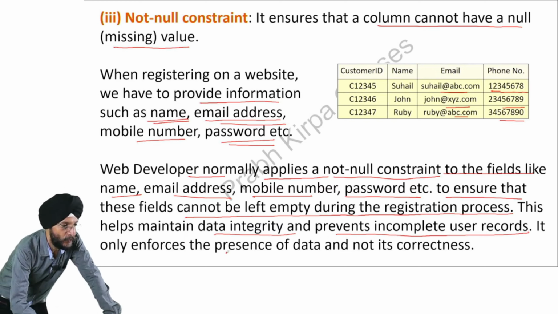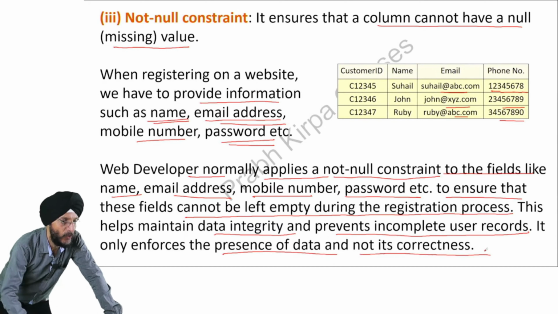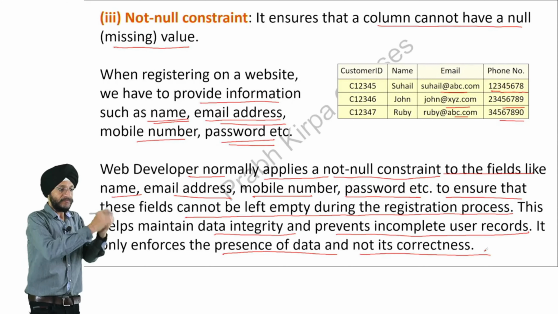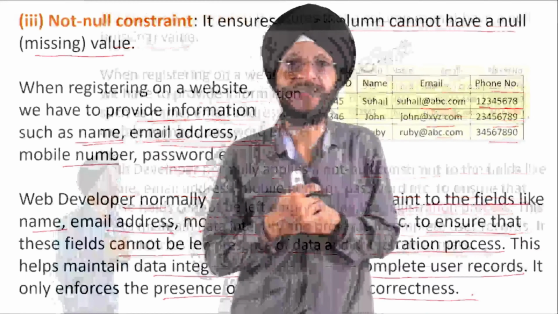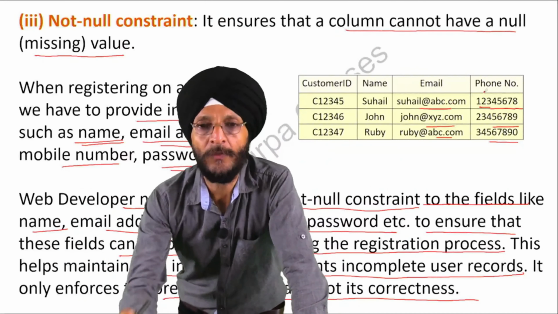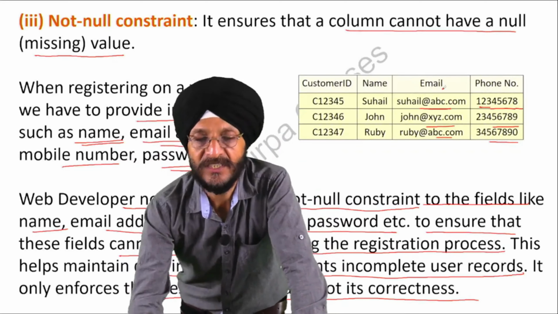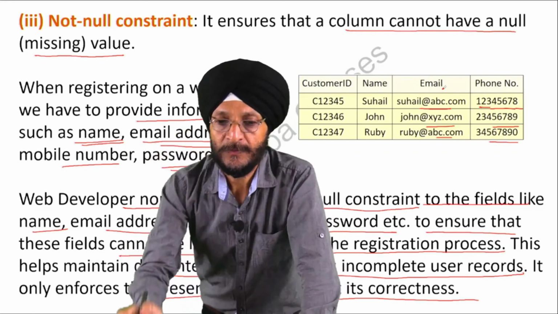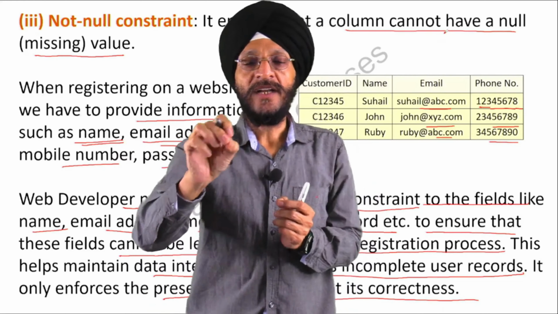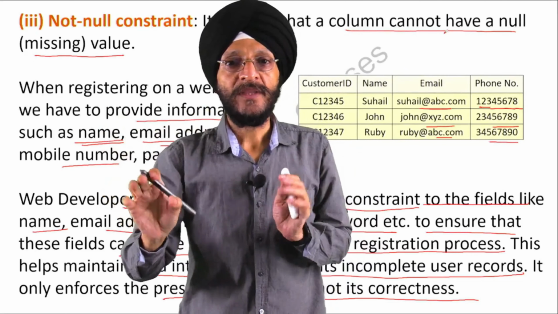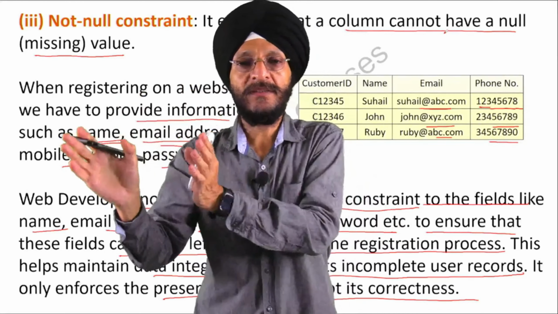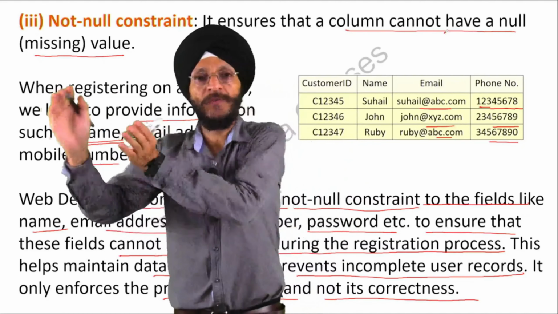It only enforces the presence of data and not its correctness. It is an important point. Suppose while filling the email address, abc.com is a valid name, just like gmail.com, it is valid. Suppose in case of Gmail, you mention in the record @smail.com. It may or may not be possible that any such email address exists, that is @smail.com.